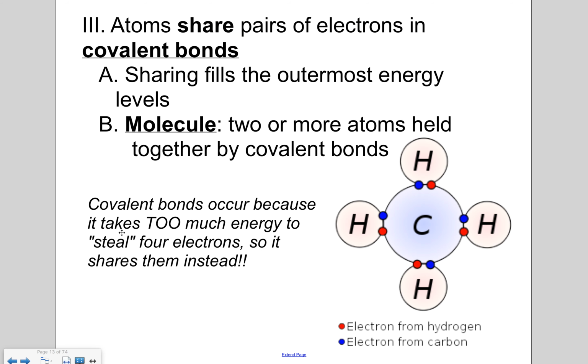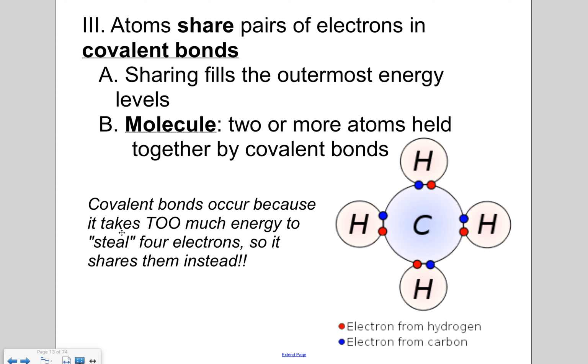Okay, moving on to the second type of bond that you can form, covalent bonds. So atoms share pairs of electrons in covalent bonds. And sharing can also help us achieve fill in that outer energy shell. Okay. Covalent bonds tend to form molecules. Molecules of 2 or more atoms held together by covalent bonds.